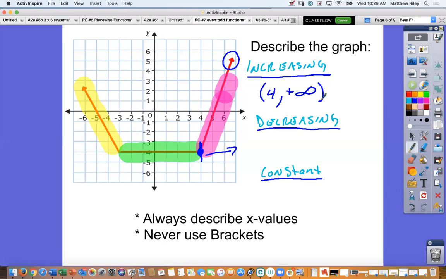So take a second and see if you can do the decreasing on your own. Take about 30 seconds, try and write the decreasing on your own. We'll talk about it, then try and do the constant.